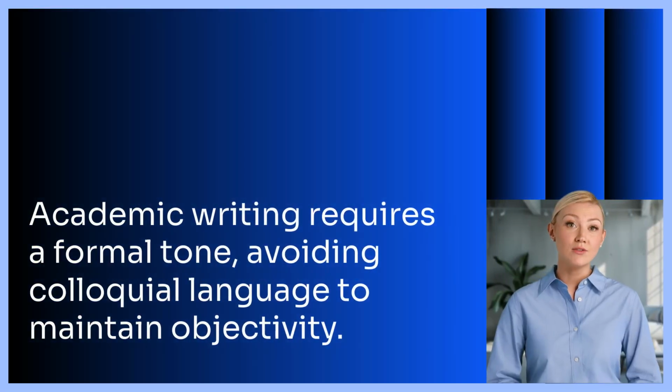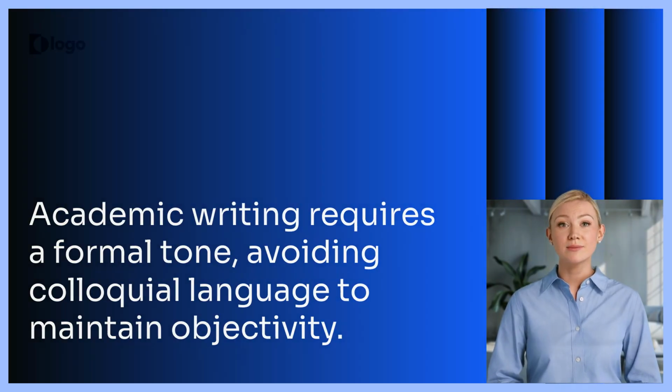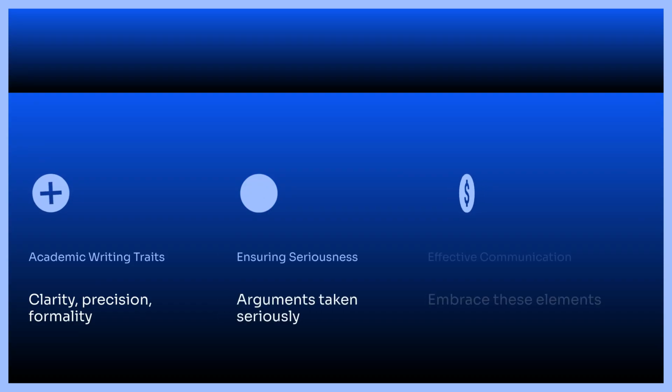Academic writing demands a formal tone. Avoid colloquial language and emotional expressions to maintain objectivity and neutrality. Embrace the characteristics of academic writing: clarity, precision, and formality. These elements ensure your arguments are taken seriously.